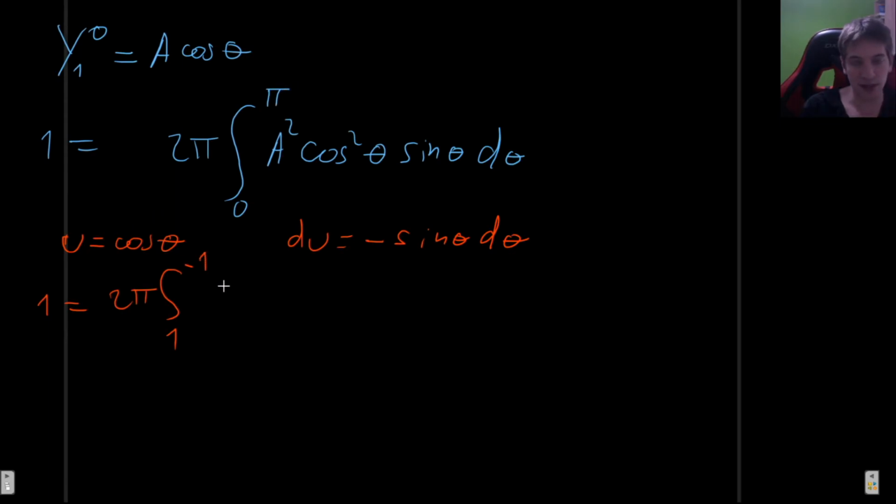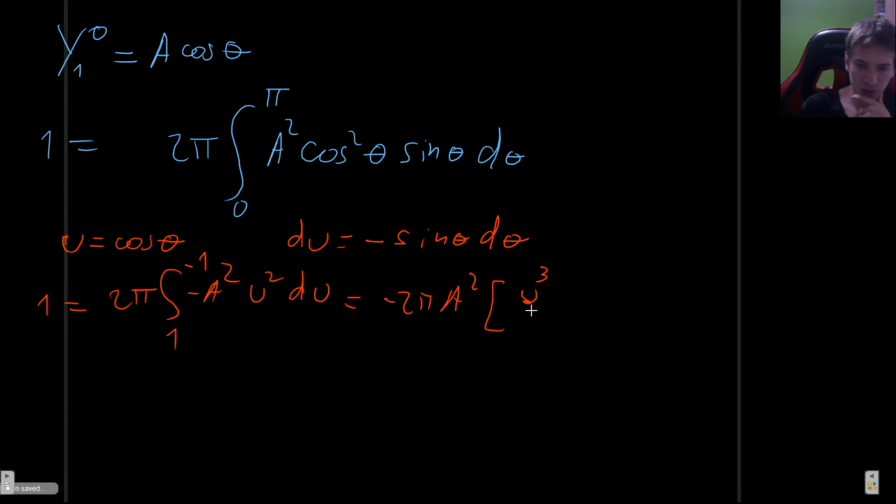Don't forget to change the limits of the integral unless you are planning to change back into your original variables before applying the limits. Okay, and then we get A squared. Cosine squared is going to be u squared, and sine theta d theta is going to be minus du. Now this integral is going to be easy to solve. It's just the integral from 1 to minus 1 of u squared. So that's just going to be u cubed divided by 3, evaluated between 1 and minus 1. So let's evaluate it.